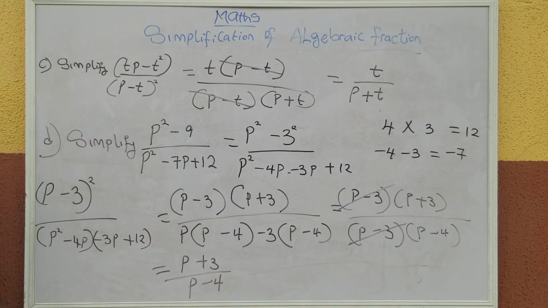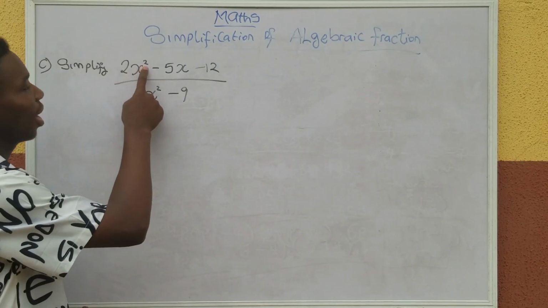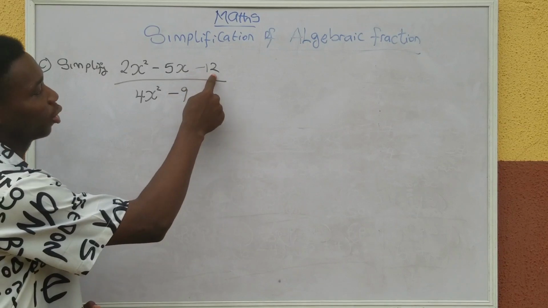So moving down to the next part of the questions, which is 2x squared minus 5x minus 12.